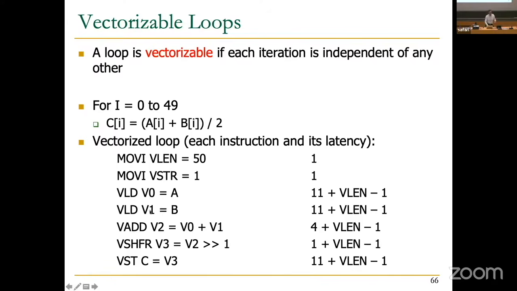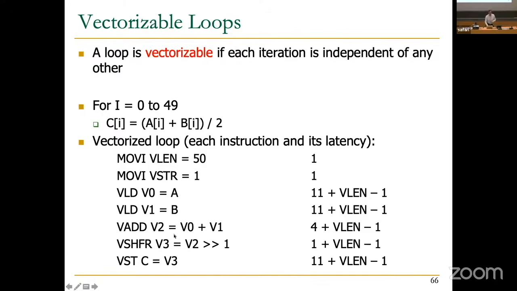The next instruction is vector load. Basically, load the elements of array B into vector register 1. The next instruction is a vector add. Add vector register 0 to vector register 1 and put the result into vector register 2. Again, the first result will be available after 4 cycles because that's the latency of the adder. Then the remaining 49 results of the addition will come in 49 consecutive cycles, vector length minus 1 cycles.